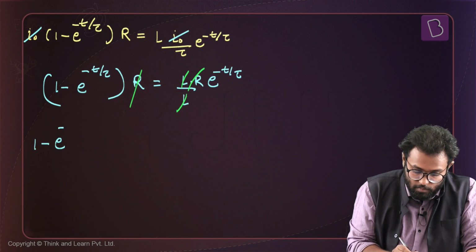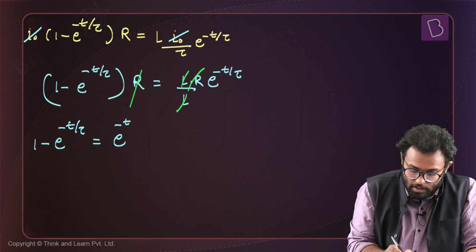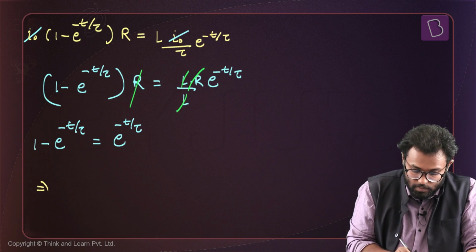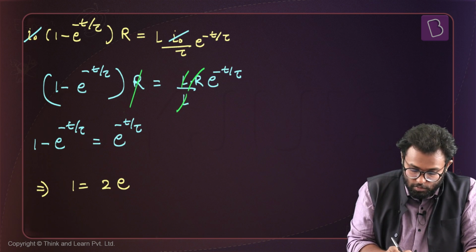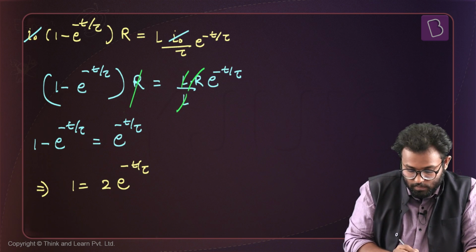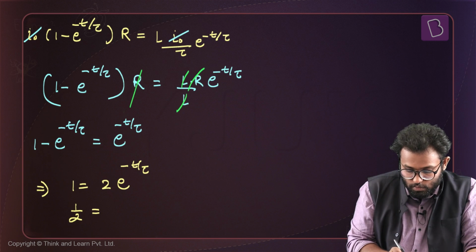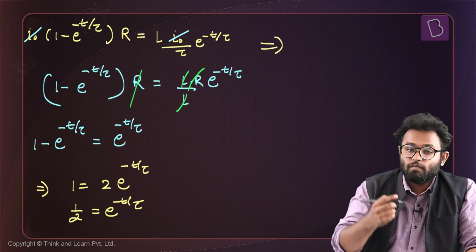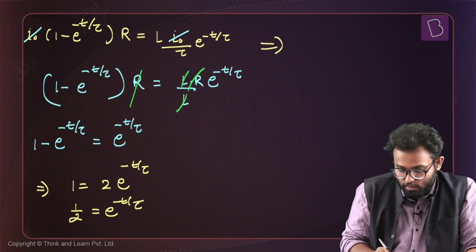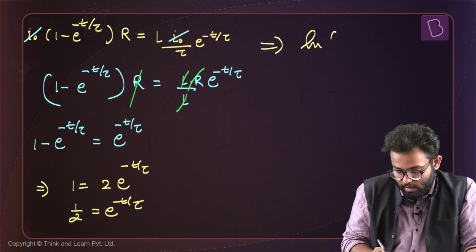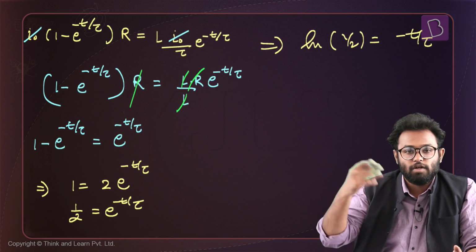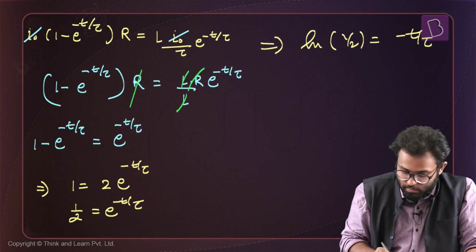1 minus e to the power of minus t by tau becomes equal to e to the power of minus t by tau. So this becomes 1 is equal to 2 times e to the power of minus t by tau, or 1 by 2 is equal to e to the power of minus t by tau. Now you have to take log to the base e on both sides. This becomes ln 1 by 2 equals minus t by tau, because you know log of e to the power of something becomes that thing, so it's clear.